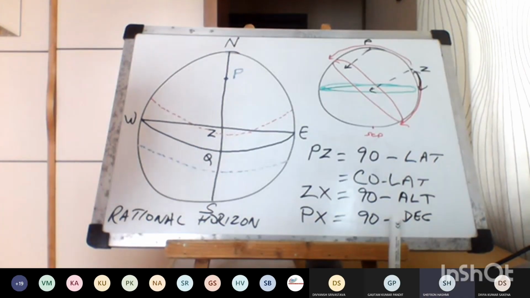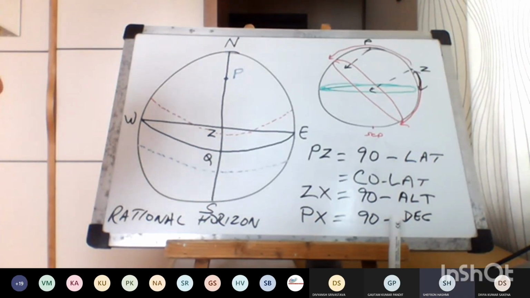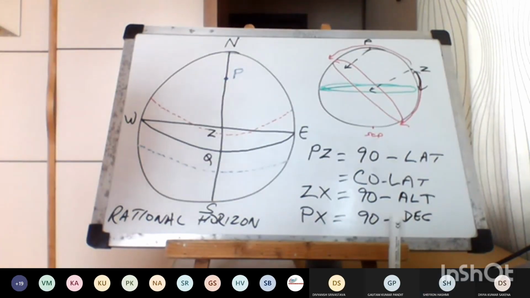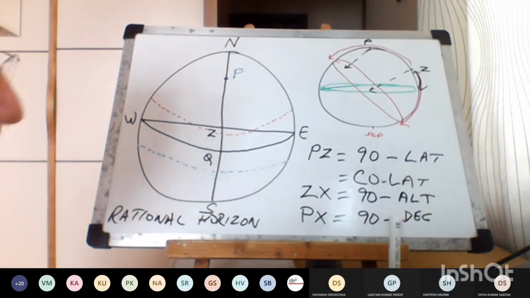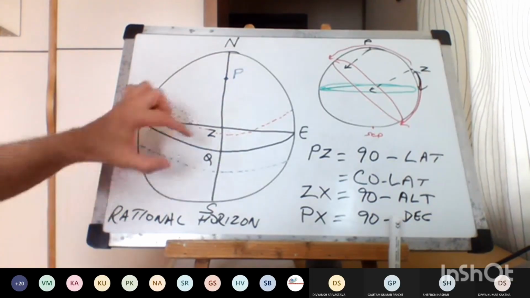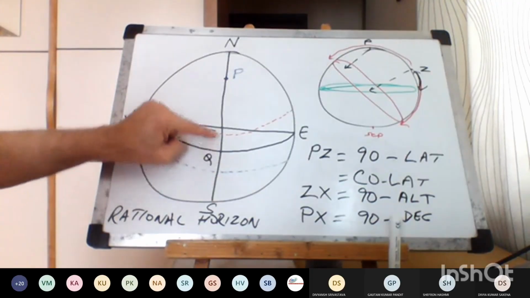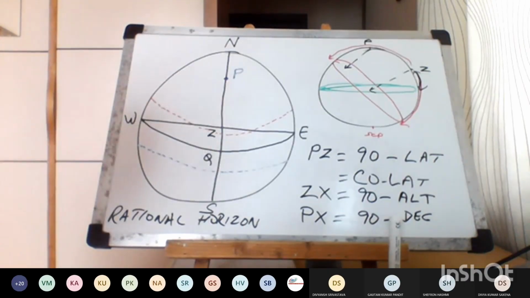So at observer's meridian, bearing will be 180, south. Bearing 180 means south, no? If bearing is 180, that means you are looking south, correct? Yes, sir. Now, in this case, the declination is south, or declination is north but less than the latitude. Declination is less than the latitude.